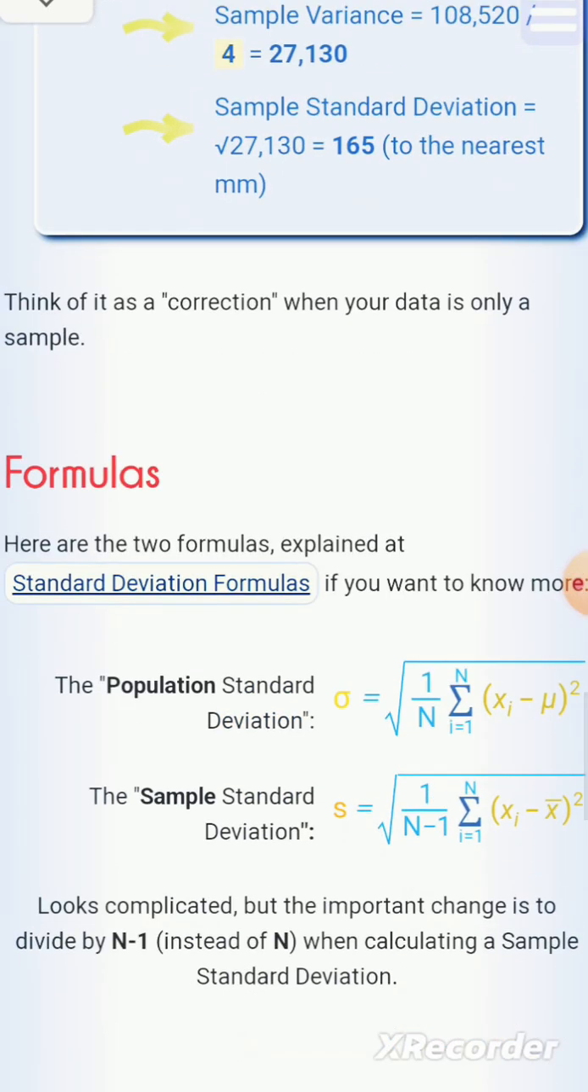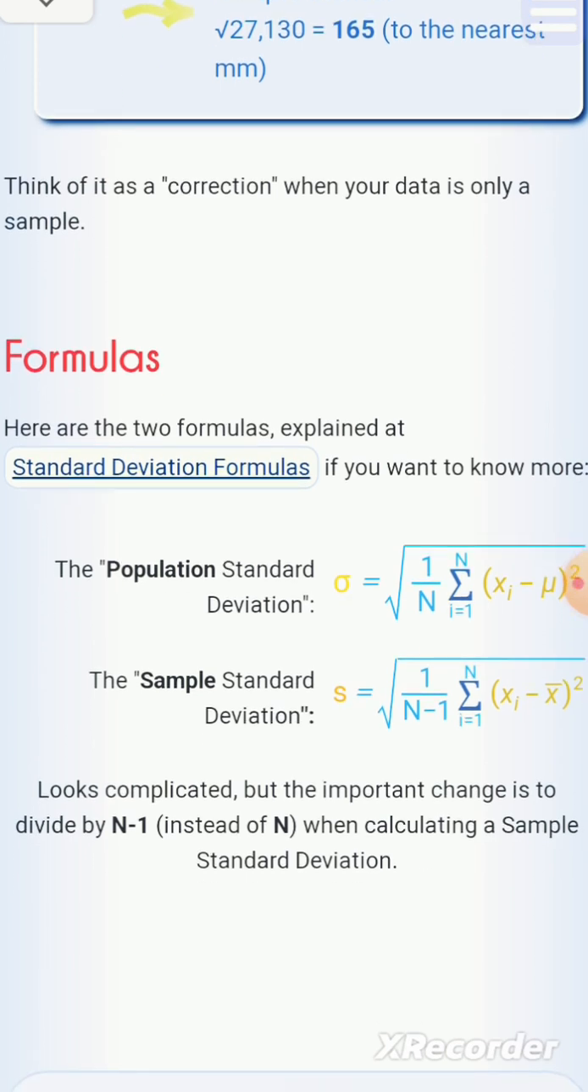And here are those two formulas. If you're talking about a population standard deviation, it's going to be 1 over n times the sum of the squared differences. If it's a sample standard deviation, you're going to have 1 over n minus 1 times the sum of the squared differences. Okay, and then take the square root of those formulas. It looks complicated, but the important change is to divide by n minus 1 instead of n when we are calculating a sample standard deviation.